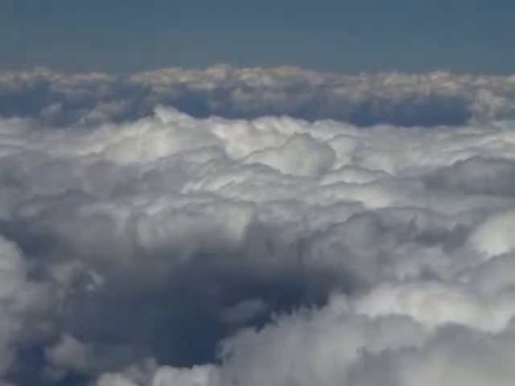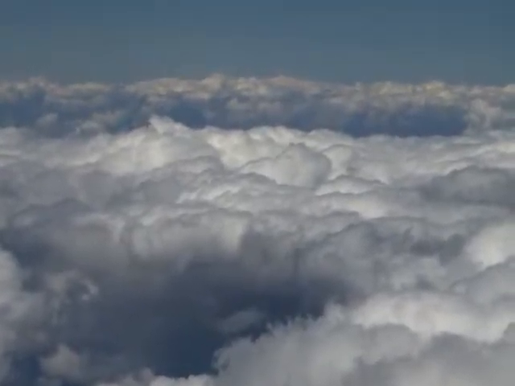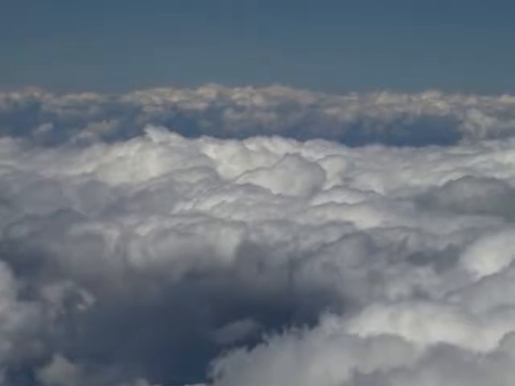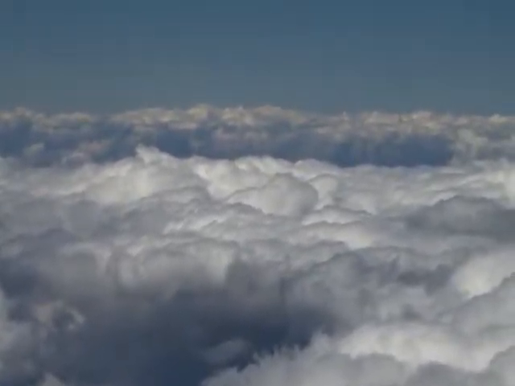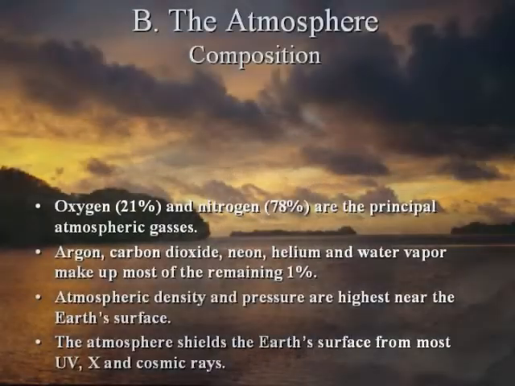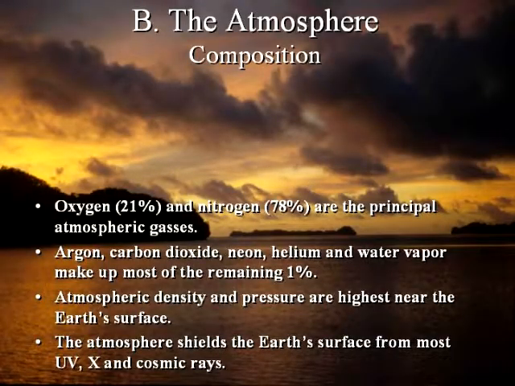Then there are a variety of lesser gases that make up only a tiny proportion of the Earth's atmosphere. We can summarize some of these facts like this. Oxygen is 21% of the Earth's atmosphere, whereas nitrogen is 78%. That adds up to 99%, which still leaves 1% to be accounted for.